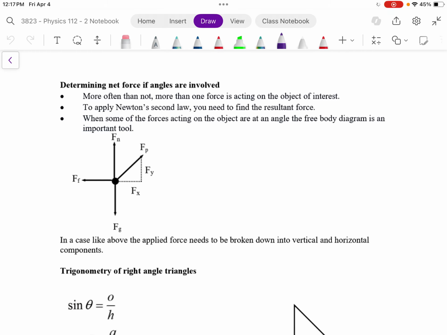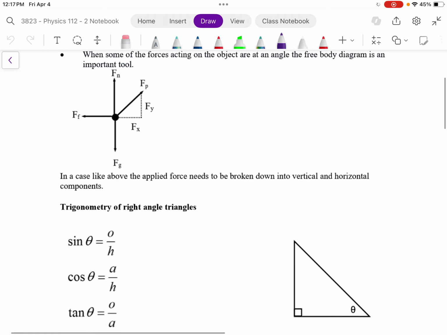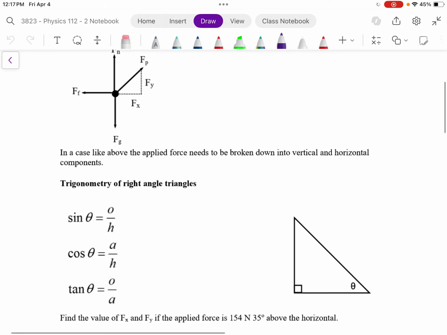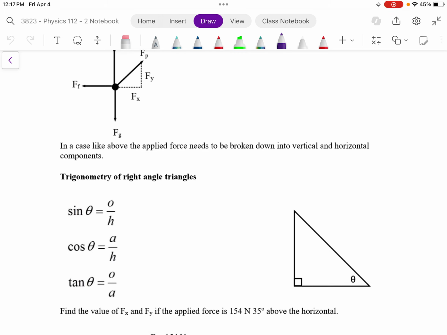So we're going to use the primary trig ratios of sine and cos to find the values of the horizontal and vertical components of the applied force. Just a quick reminder, sine is equal to opposite over hypotenuse, cos is equal to adjacent over hypotenuse, and tan is opposite over adjacent. If this were my angle of interest, the hypotenuse would be the longest side, the one across from my angle is the opposite, and the one beside it is the adjacent.